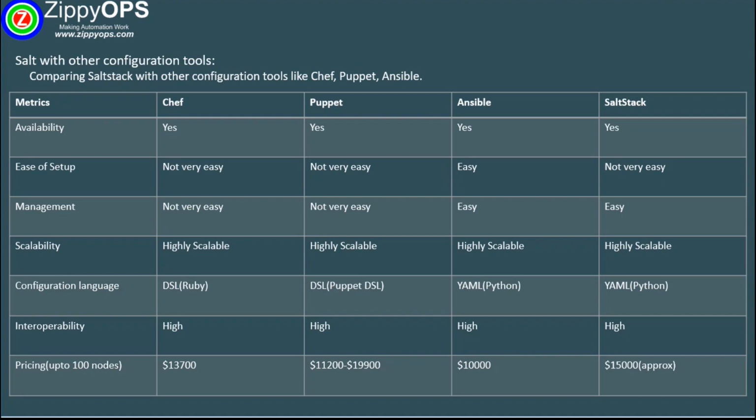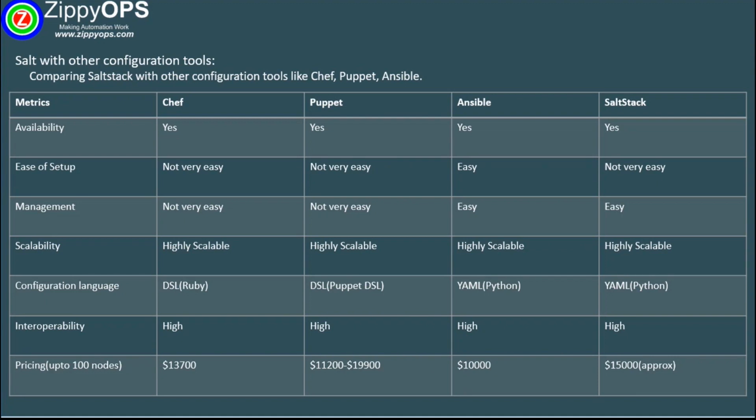Management-wise, both Ansible and Salt are very, very easy. On the scalability part, I would say Salt is more highly scalable than Ansible. The configuration language uses YAML and Python. Interoperability is high. Cost-wise, it is very competitive compared to the others, because it's not a fixed cost; it varies from organization to organization. So it is very competitive with Ansible.